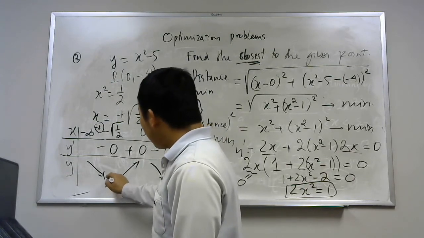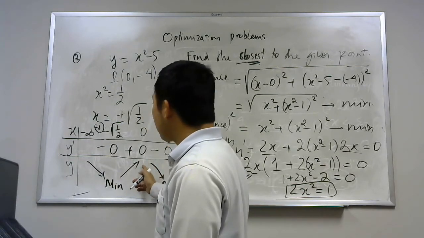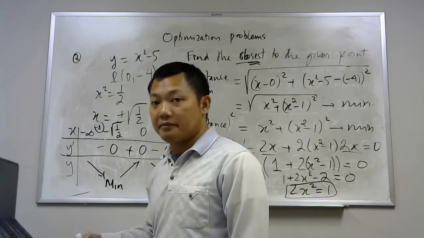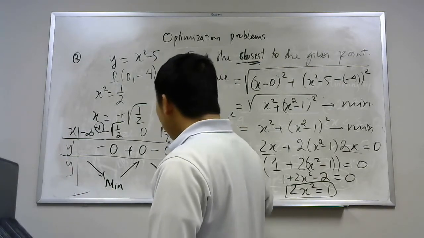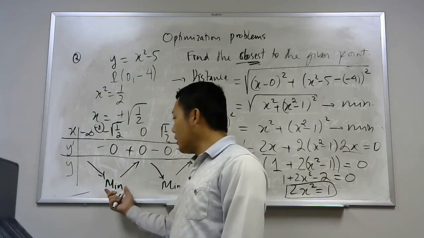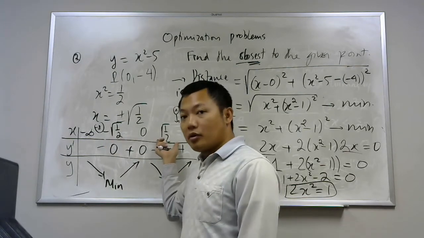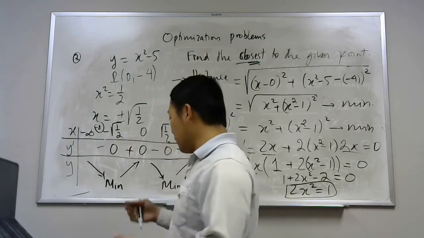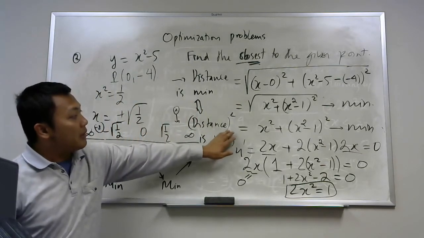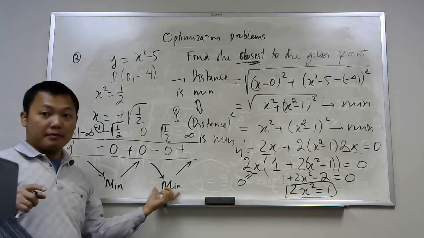And here is your minimum. You don't care about the maximum because they ask you to find the closest point, right? We are minimizing the distance function. So basically, we might have the absolute minimum at this point or at this point, right? Or maybe at 2 points. In our case, the square of the distance will attain the global minimum at two points. Why?